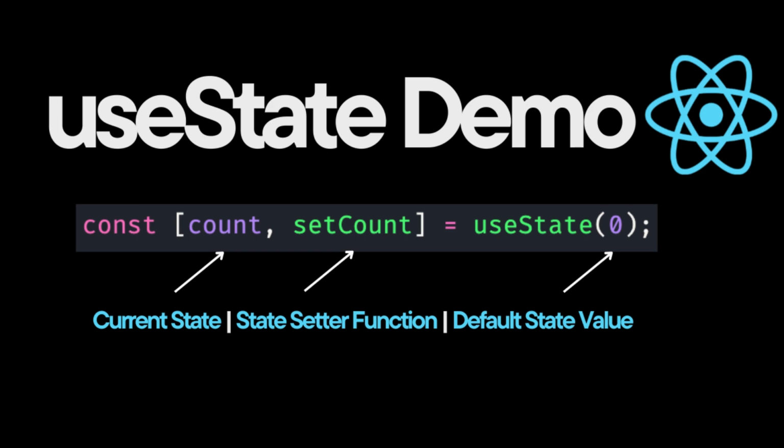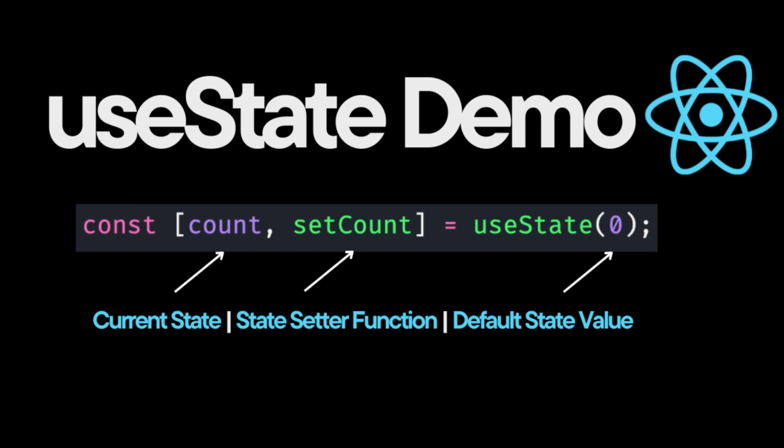We're going to use destructuring, so it's going to be const and then square brackets, whatever you're keeping track of. So in this case, it's count. And then second is your state setter function. So it's kind of the norm to use setCount, setName, whatever your state is, you just want to add set in front of it.